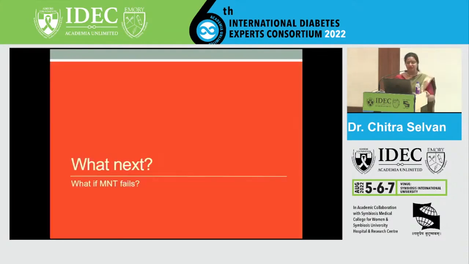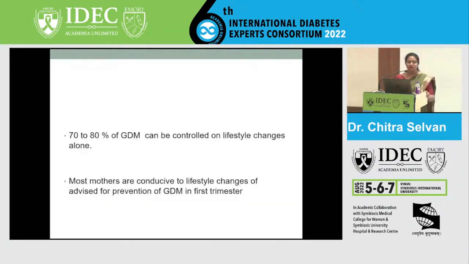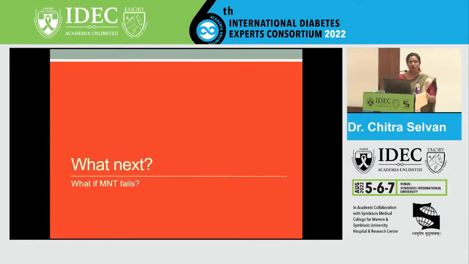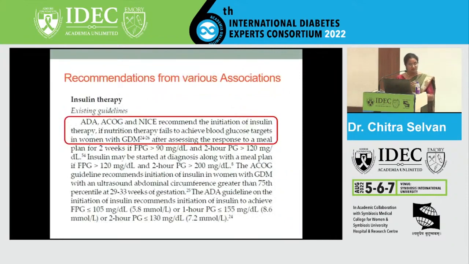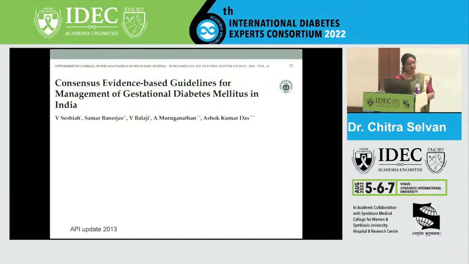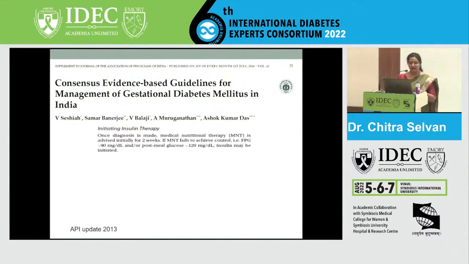Now, if you're not able to control your sugars with medical management or dietary changes alone, what do you do next? The preferred treatment during pregnancy for hyperglycemia is insulin. It's recommended and endorsed by all societies which are available. It's the safest form of medication available because it does not cross the placenta, so there is no effect of insulin on the baby. So it is a safe medication to use. This has been endorsed by the Indian guidelines as well.